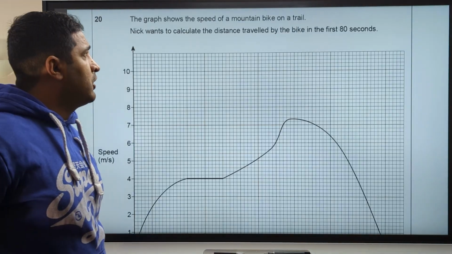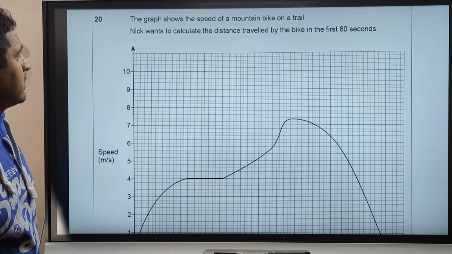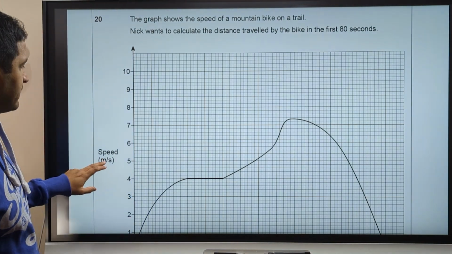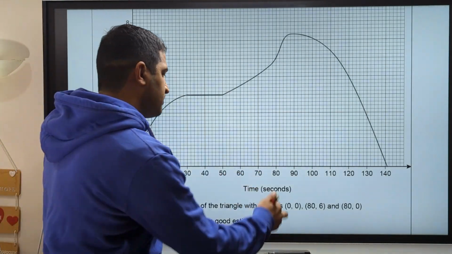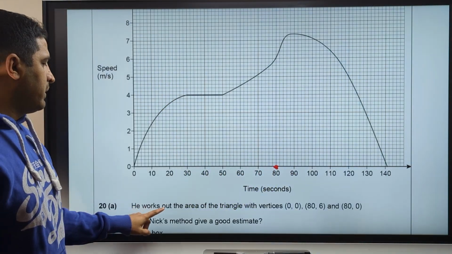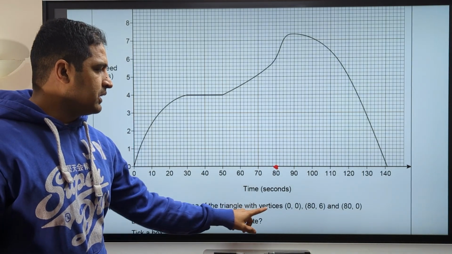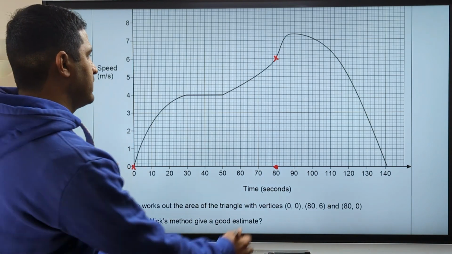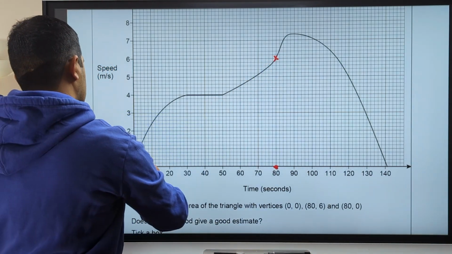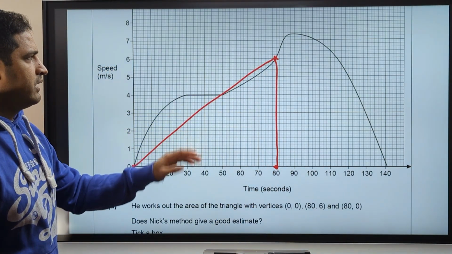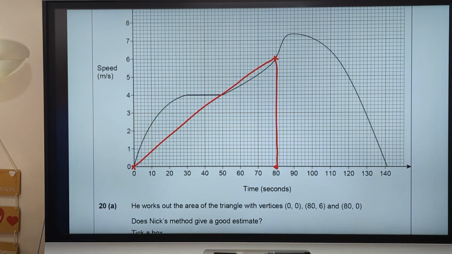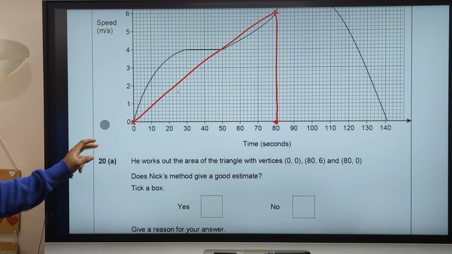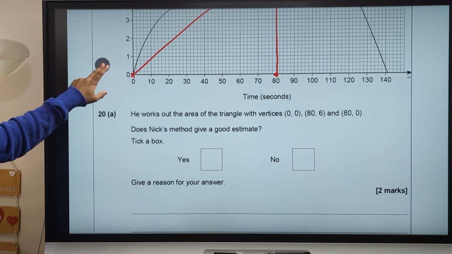The graph shows the speed of a mountain bike on a trail. Nick wants to calculate the distance traveled by the bike in the first 80 seconds. First 80 seconds stops here. He works out the area of the triangle with the vertices (0, 0), (80, 6) and (80, 0). So he works out the area of this triangle here. Sorry if I drew the triangle wrong, but that's what the triangle is going to be. Does Nick give a good estimate? Yes or no? Give a reason for your answer.